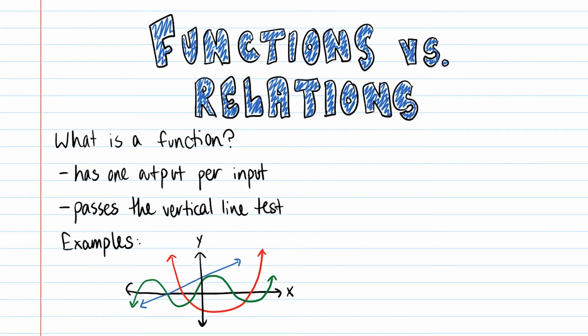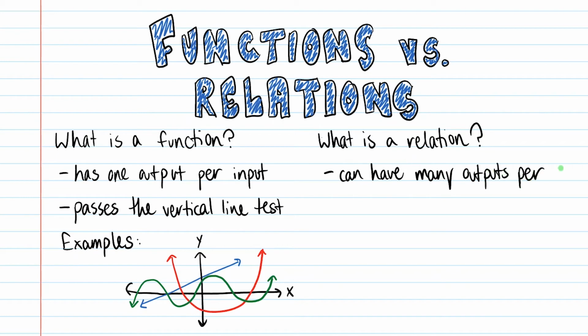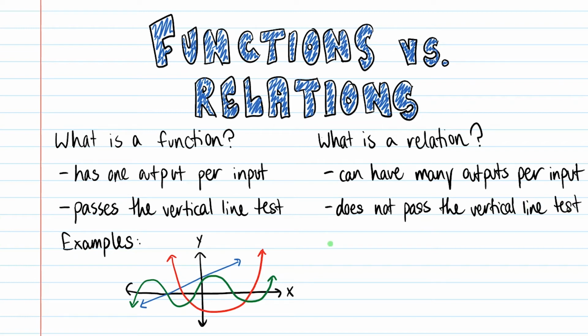And if you're still a little bit confused, keep watching because I'm about to show you what relations are, and then this might make sense. So relations are different than functions. They can have many outputs for just one input. And they do not pass the vertical line test because of this.